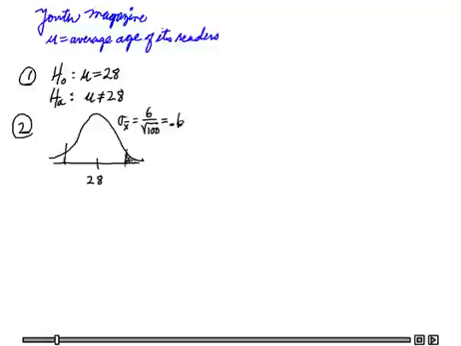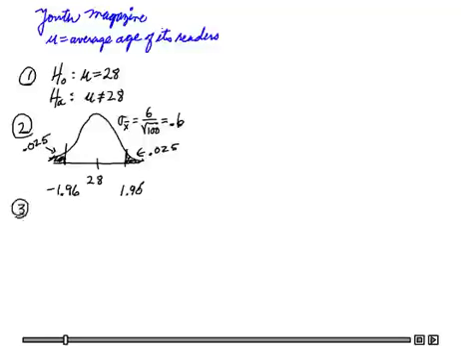This is a two-tailed test, so we will split alpha for both ends, putting 0.025 on the upper end and 0.025 on the lower end. That would give us z-values of negative 1.96 and 1.96. So those would be our decision lines.